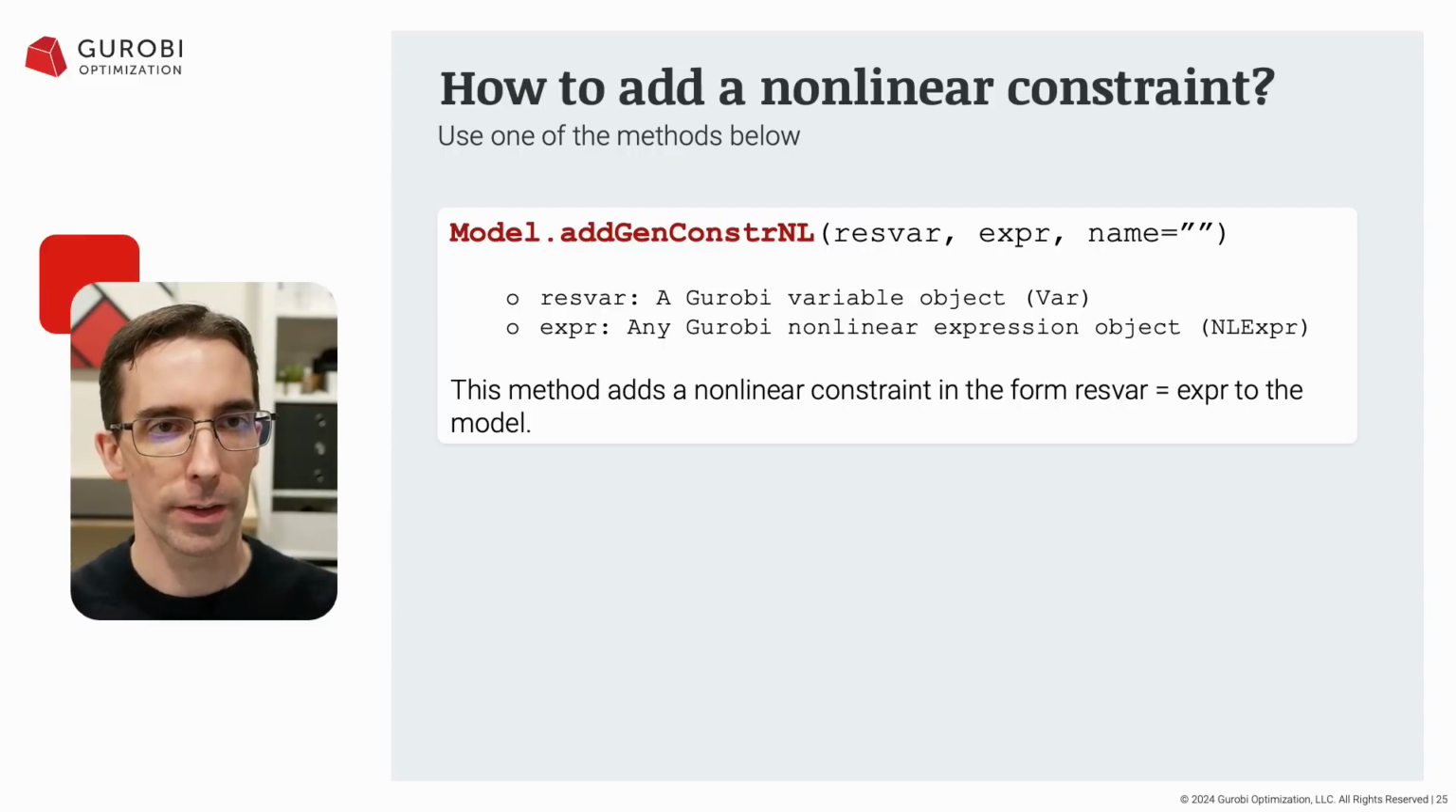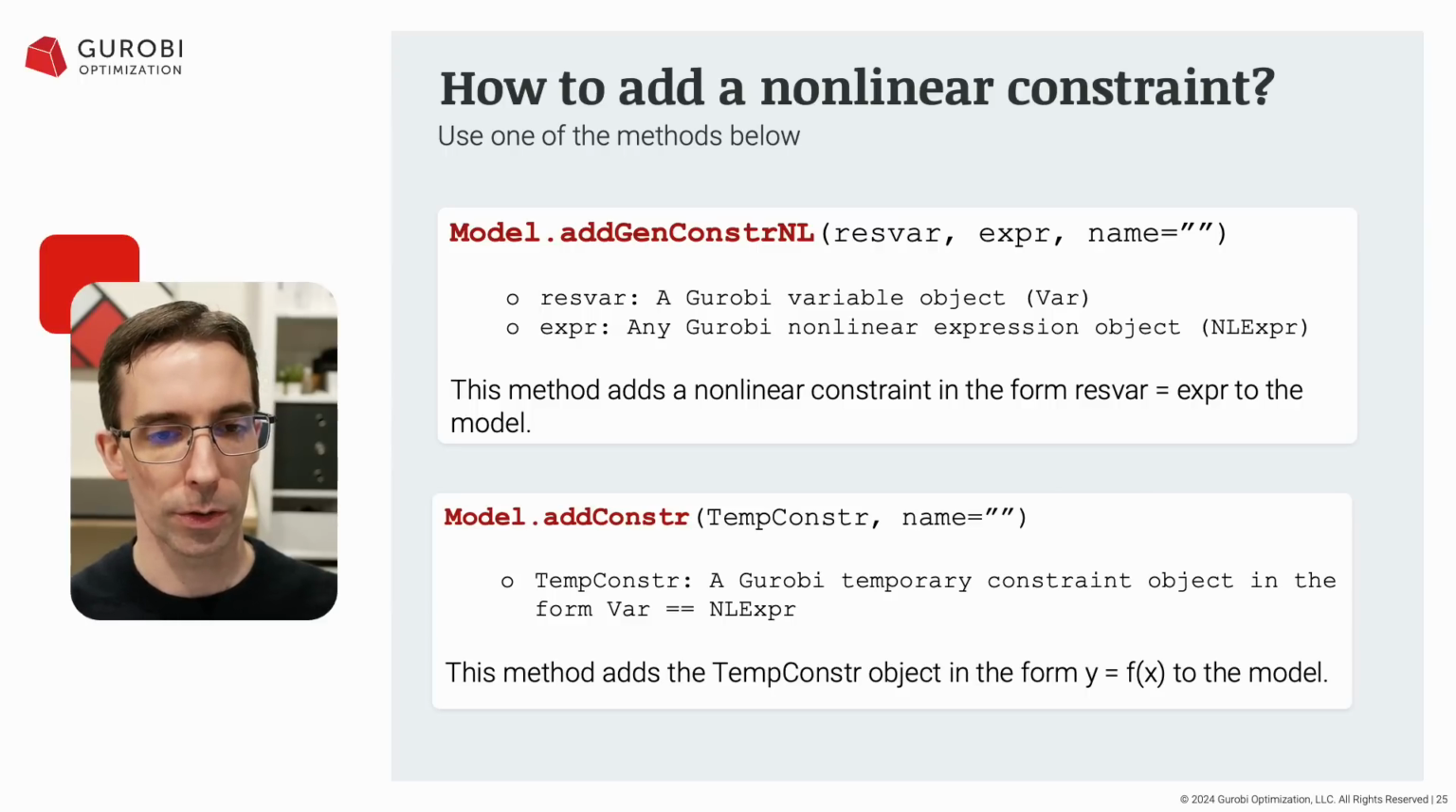In the preceding slides, we've looked at how to construct nonlinear expressions in Gurobi. Now let's look at how to use those to build nonlinear constraints in Gurobi Pi. There are two ways to do this. So the first is to use the add gen constraint NL method. In this, you give it an input of a resultant variable and an expression. Here, the resultant variable should be a Gurobi variable object var, and the expression here should be any Gurobi nonlinear expression. And remember, the sense here will always be equality.